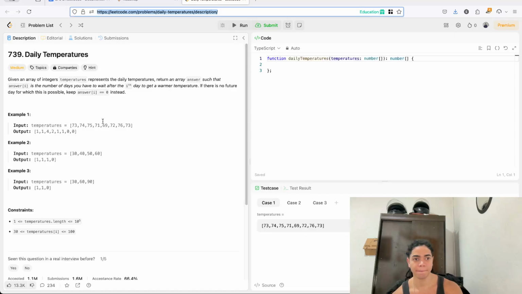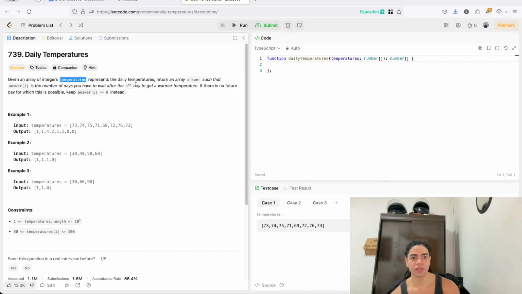Roadmap, daily temperature. Here we are. Given an array of integer temperatures representing the daily temperatures, return an array answer such that the answer in that position is the number of days you have to wait after the day in that position to get warmer temperatures. If there is no future day for which this is possible, keep the answer equal to 0 instead.